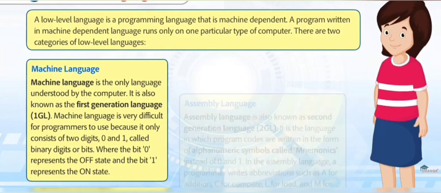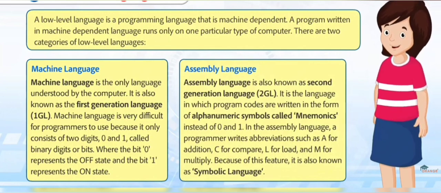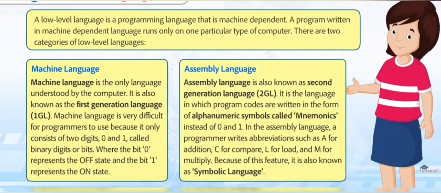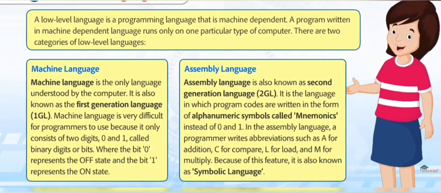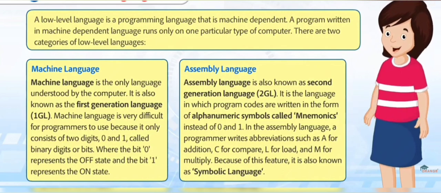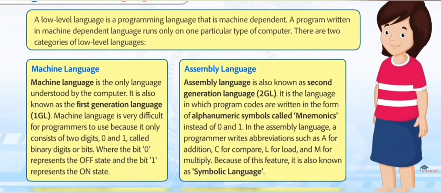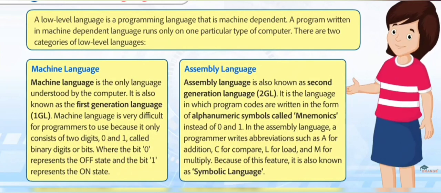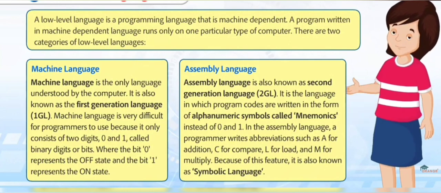Now, assembly language, also known as second generation language. This computer language uses alphanumeric symbols, that means it contains both letters and numbers, and these are also known as mnemonics. Hence, writing a program in assembly language is more understandable to humans than machine language, that is 0 and 1. In this, a programmer writes abbreviations, for example, A for addition, C for compare, etc. Because of this feature, it is also known as symbolic language.